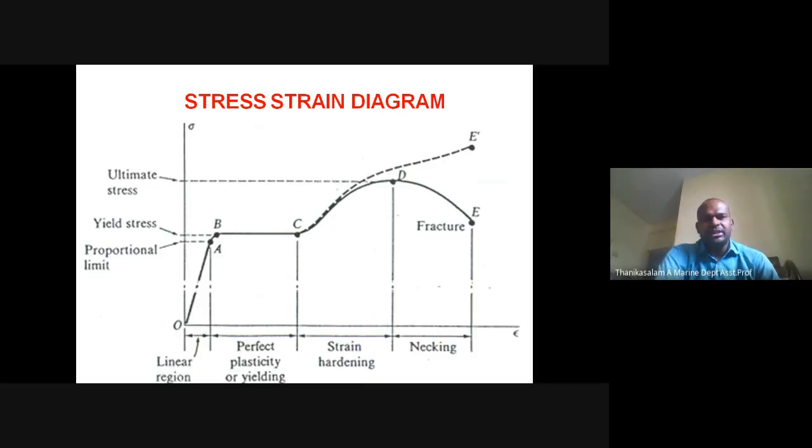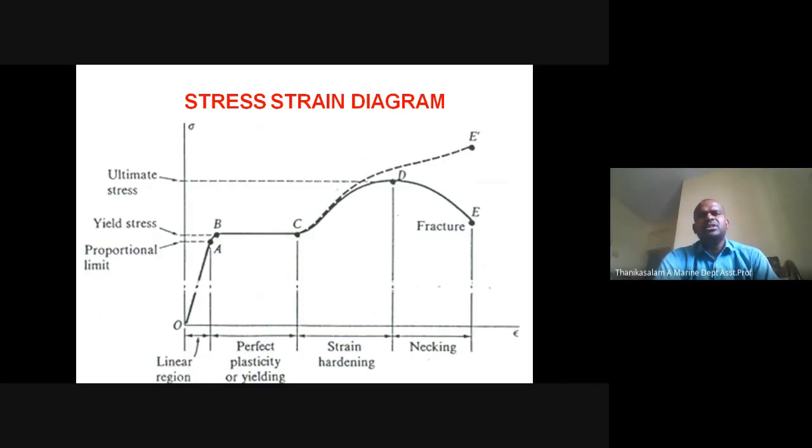Up to A is called the proportional limit. Proportional limit means at that point itself, the body regains its original shape and size after removing the load. It's called the proportional limit or elastic limit. That means when a load is applied, the body gets elongation. Up to some limit, if I remove the load, the body gets its original shape. That limit is called the proportional limit.